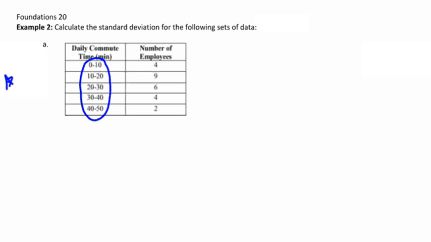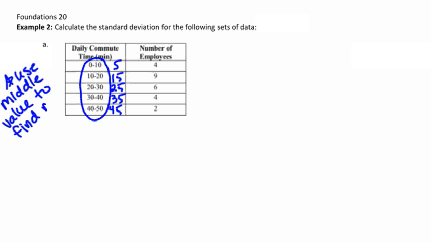So the middle of 0 to 10 will be 5. The middle of 10 to 15 is 15. The middle of 20 to 30 is 25, 35, and 45. Those will be the points that we are going to be using in order to calculate our standard deviation. So a reminder, use your middle value to find the mean.